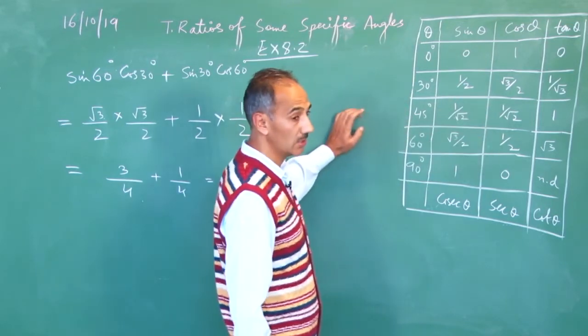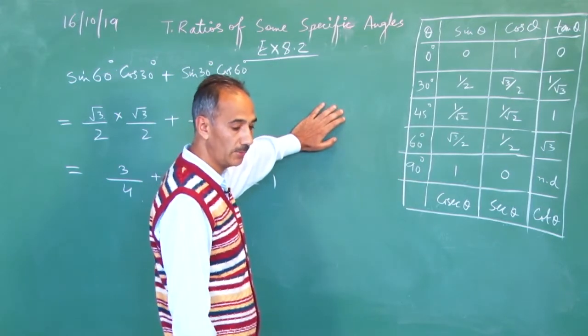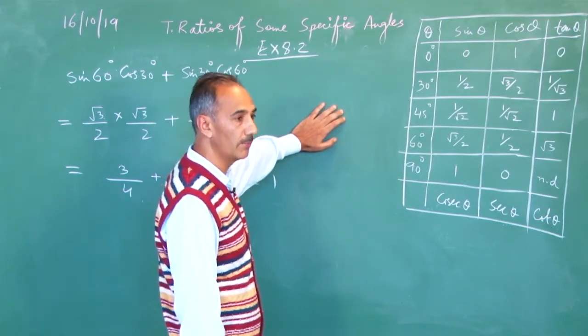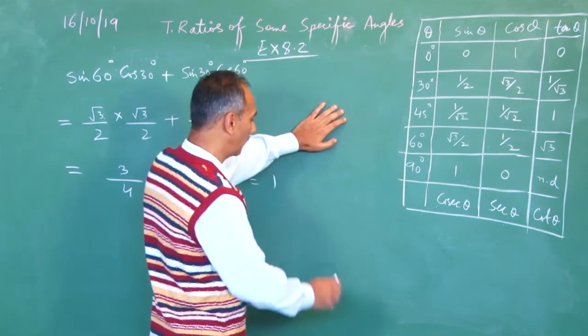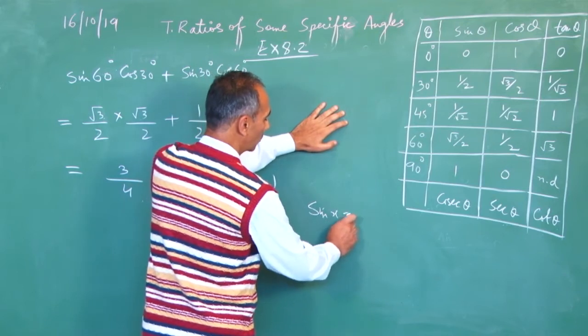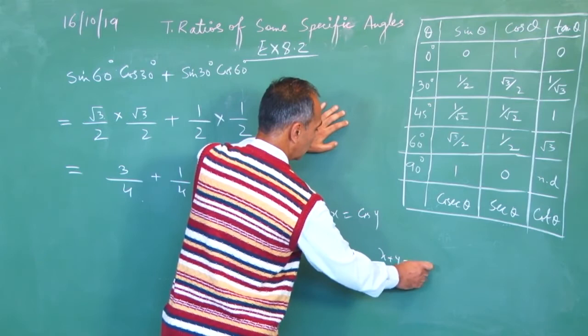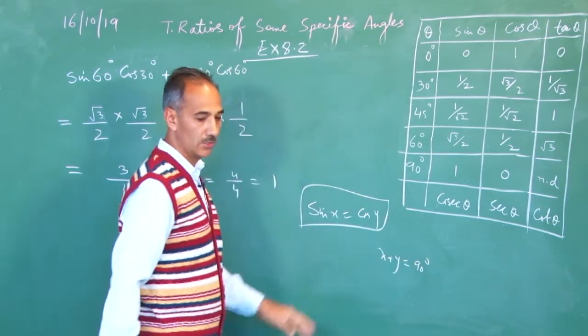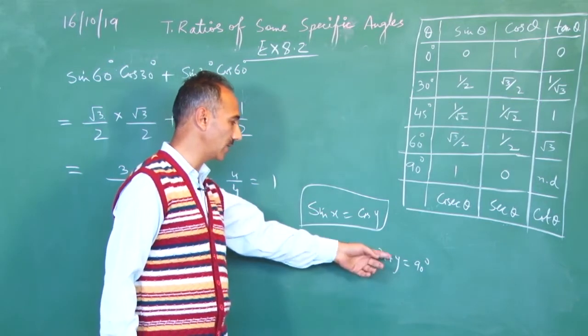Because 30 and 60 are complementary angles. 30 and 60, those two angles which sum up to 90, are known as complementary angles. For them, sine of theta, or I would say sine of x, is cos of y, provided x plus y is 90.